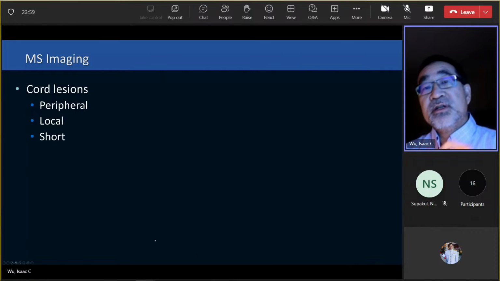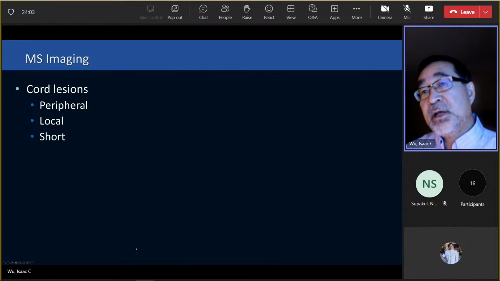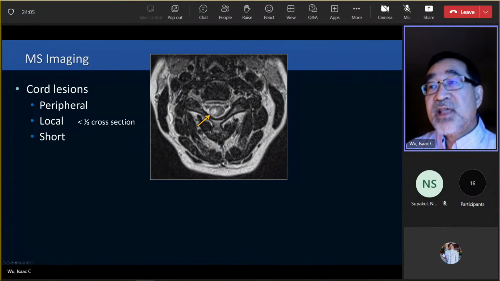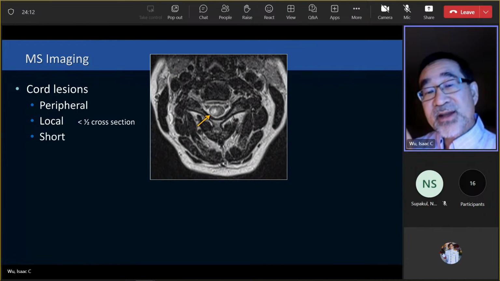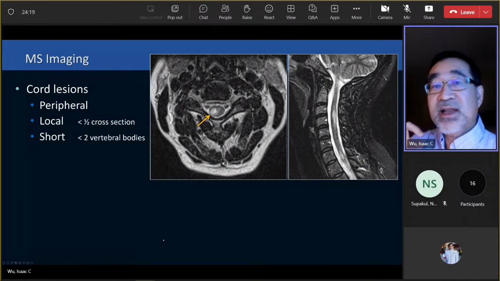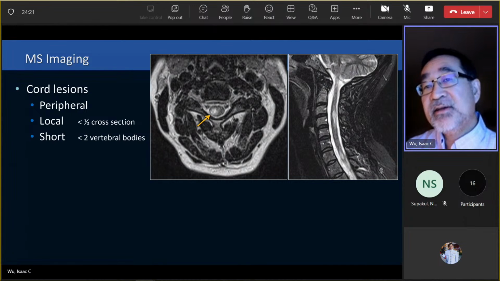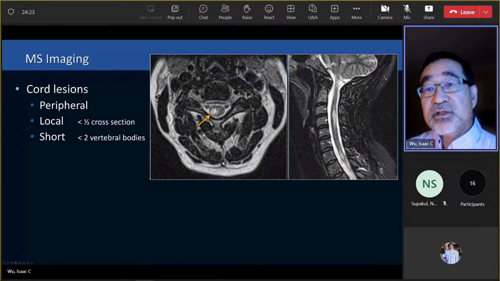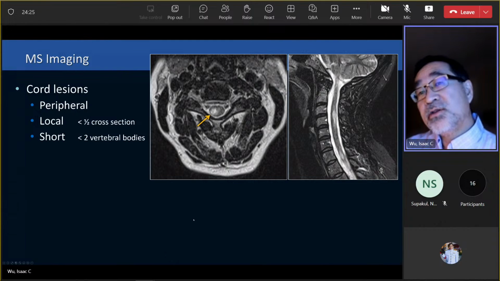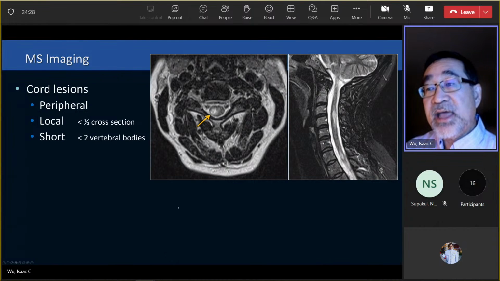So the cord lesions for MS tend to be peripheral, localized and short. They tend to involve less than half of the cross section, unlike other demyelinating processes that we'll see. So that becomes one nice distinguishing feature if you have multiple cord lesions. And the short segment is usually less than 2 vertebral body heights. That's the short segment. Again, compare that to other types such as NMO, which tend to present with a longer segment.